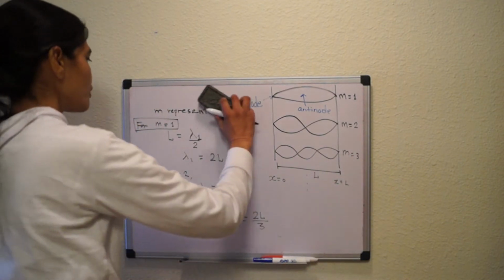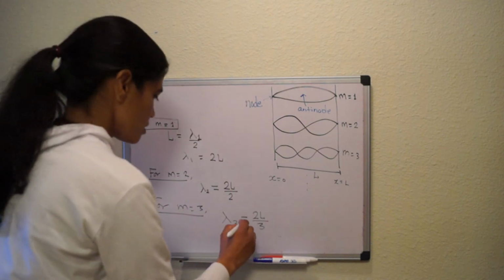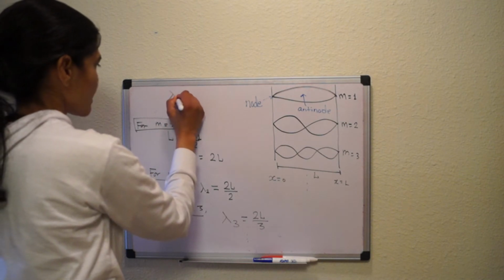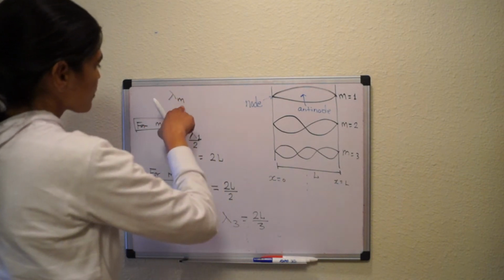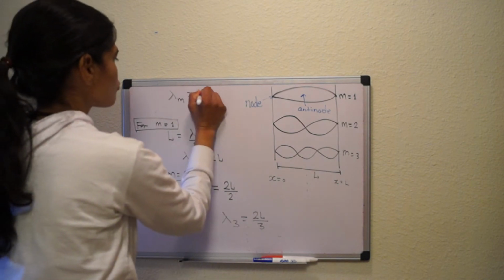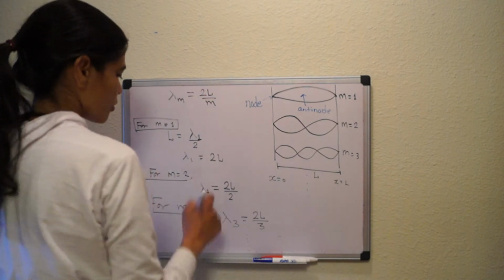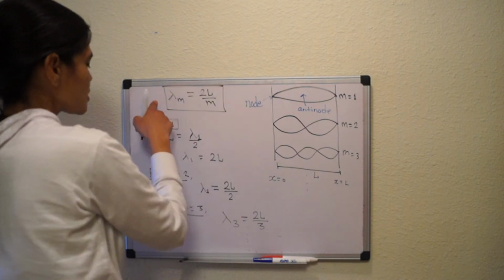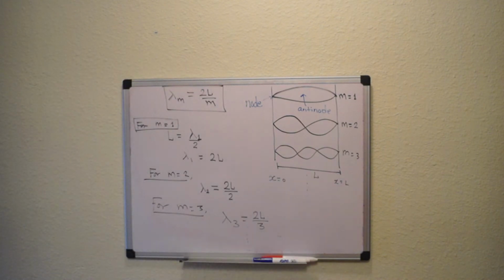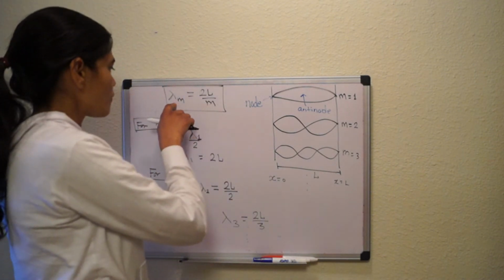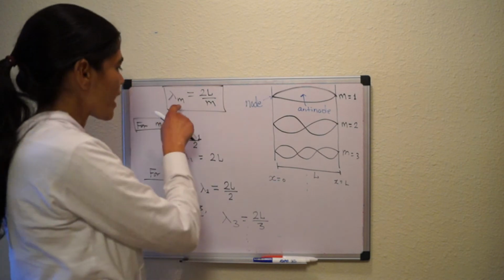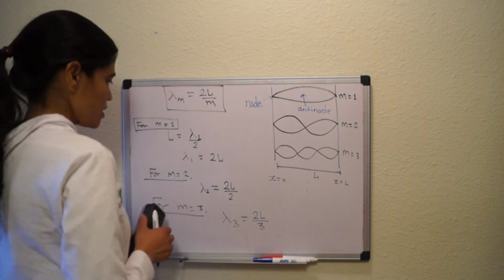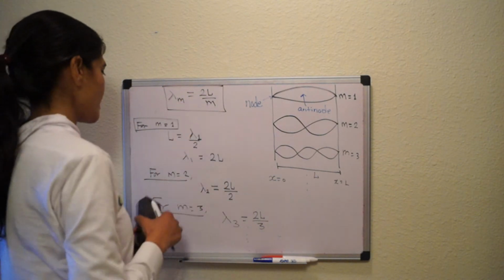If we keep doing this process, we can find the common pattern here, where lambda m, the wavelength of the mode m, equals 2L divided by m. This is the value of m. So this equation gives the wavelength of a standing wave for mode m in a string of length L. You see, lambda m equals 2L divided by m.